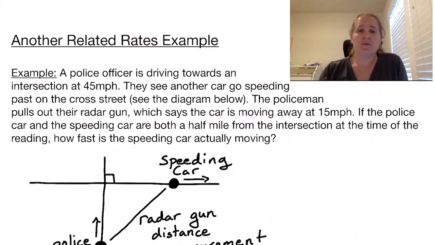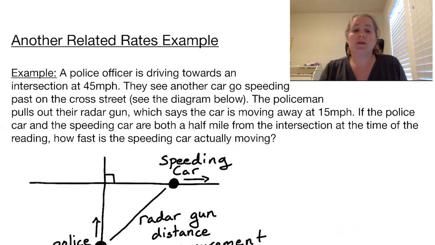Welcome to another related rates example. So in this example, a police car is driving toward an intersection at 45 miles per hour. And they see another car go speeding past on the cross street. So I have a diagram drawn below.